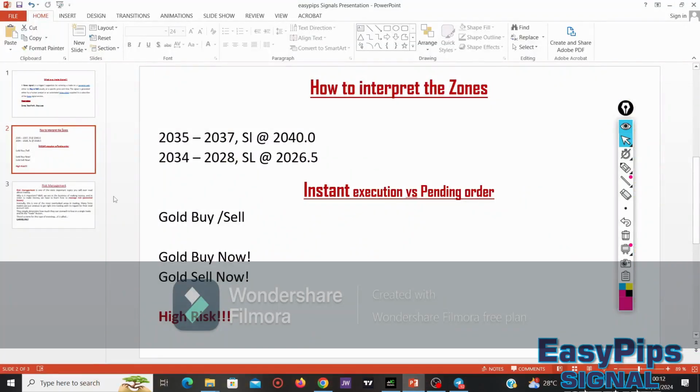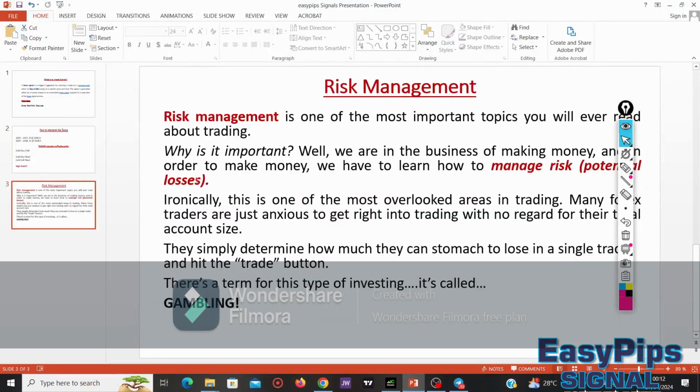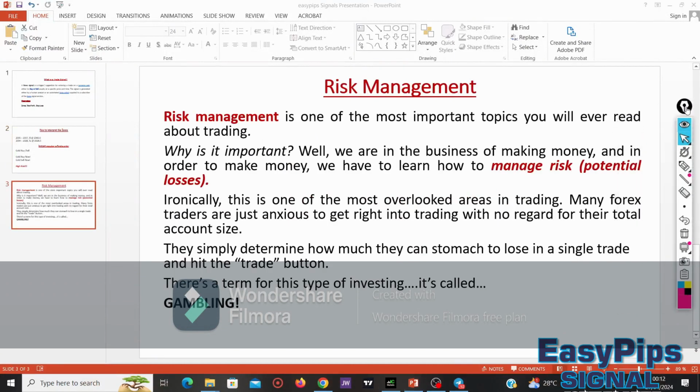Now, risk management, which is also called money management, is one of the most important topics you will ever read about trading. And why is it important? Good question. Well, we are in the business of making money. We are in the business of taking lots of risk. And in order to make money, we have to learn how to manage the risk, which is the potential loss that we are most likely going to have.